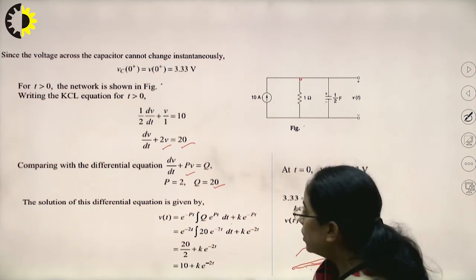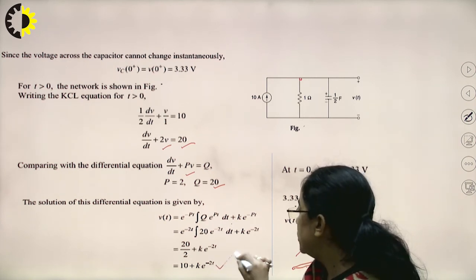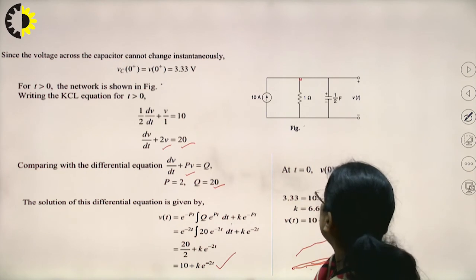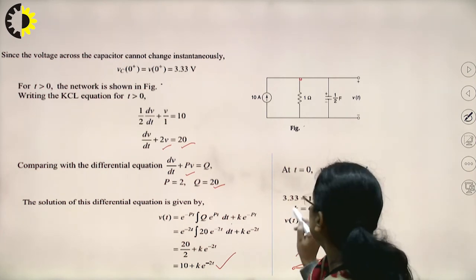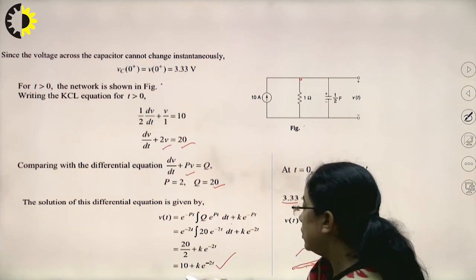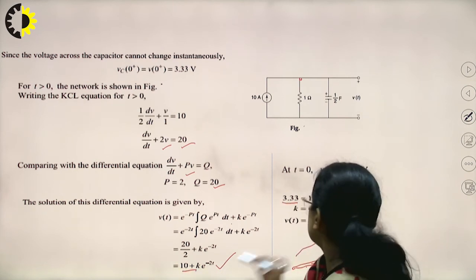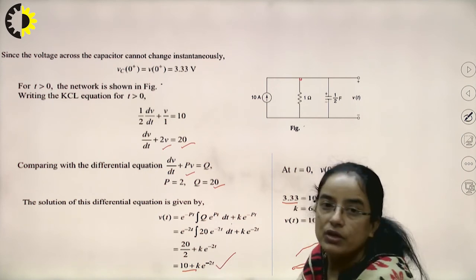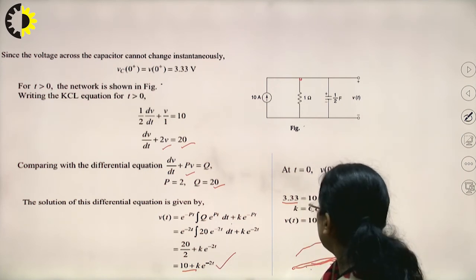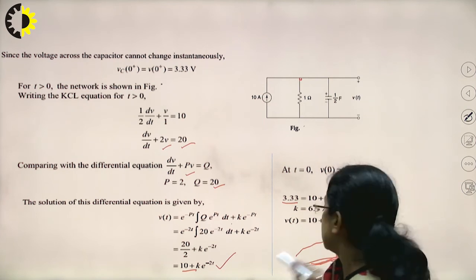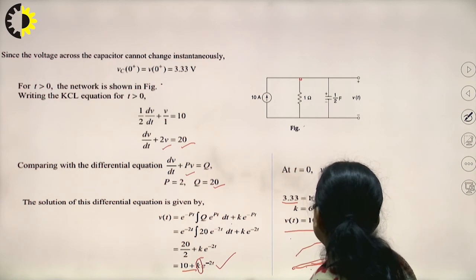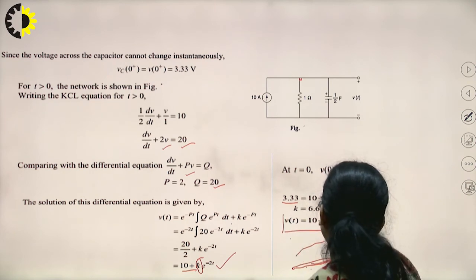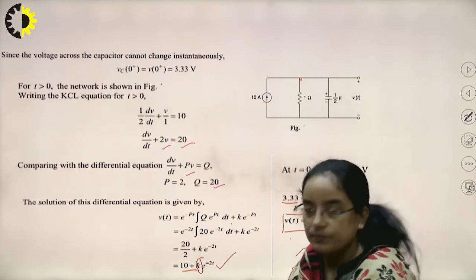So now if we put the values, we have the voltage equation as this. If we know the value at the initial condition, so if we put t equal to 0, voltage is 3.33, this is equal to 10 plus k. Now we can calculate the value of k as -6.67. So if we put the value of k, the complete solution is V(t) is equal to 10 plus 6.66 into e to the power minus 2t.